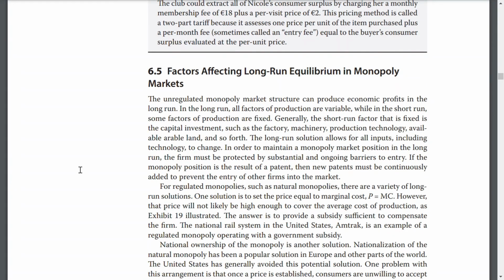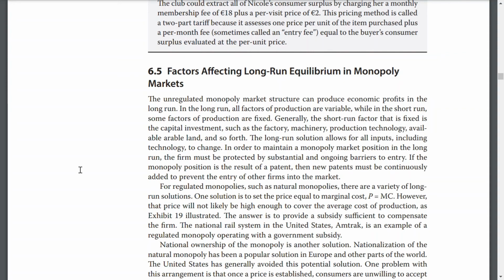In the long run, all factors of production are variable, whereas in the short run, some factors of production are fixed. Generally, the short-run factor that is fixed is the capital investment, such as the factory, machinery, production technology, available arable land, and so forth. The long-run solution allows for all inputs, including technology, to change.